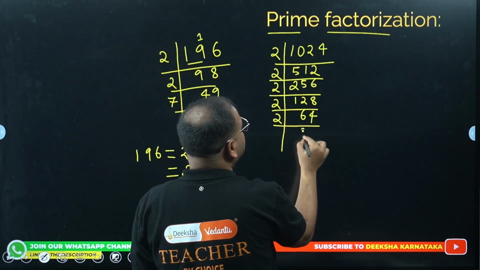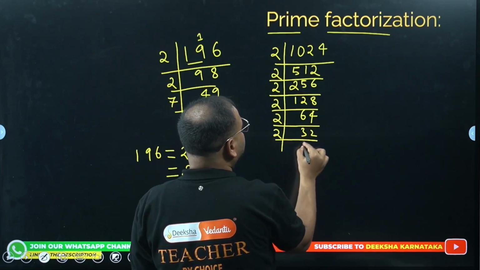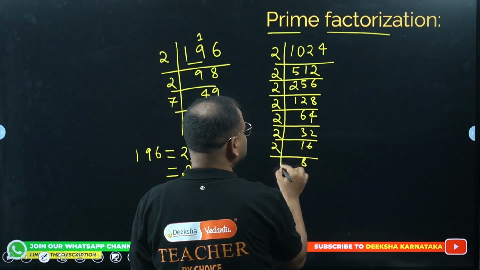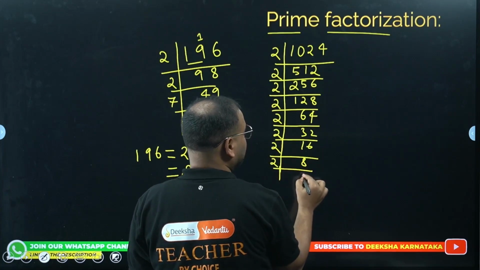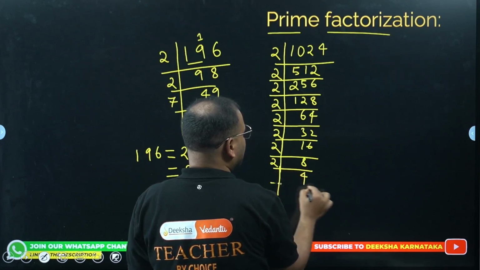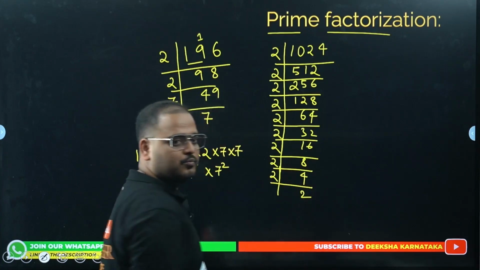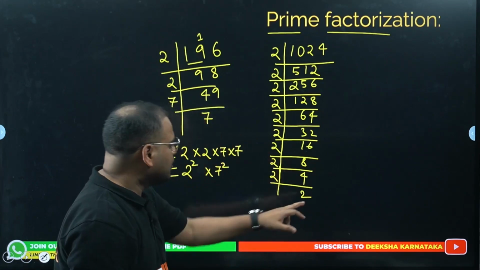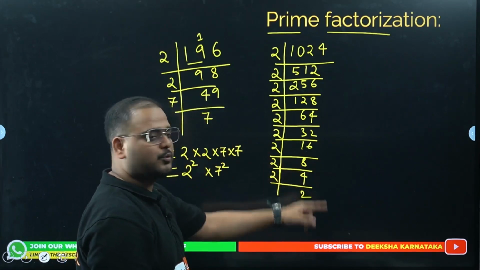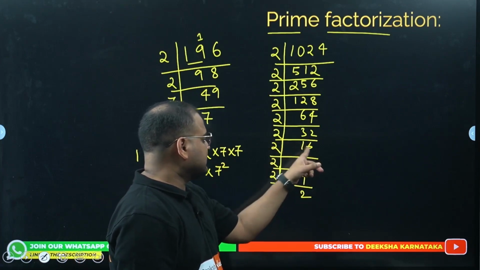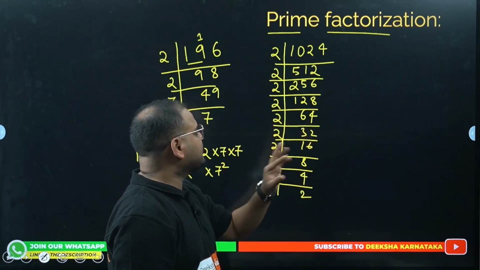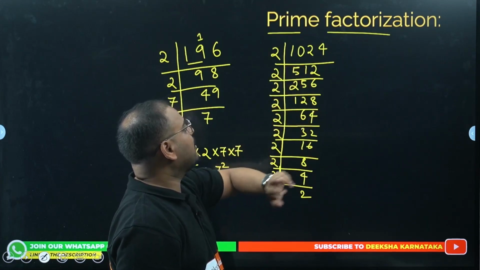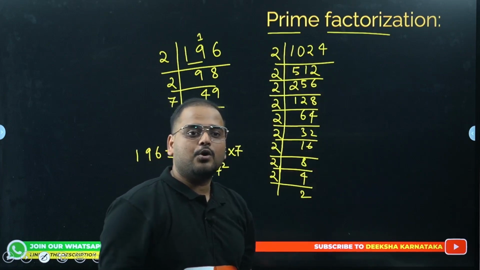2 times 32, 2 times 16, 2 times 8, 2 times 4, 2 times 2. Check it out. If you want to recollect, make sure that it is right. 2 times 2 is 4. 4 times 2 is 8. 8 times 2 is 16. 16 times 2 is 32. 32 times 2 is 64. Times 2 is 128. Times 2 is 256. Times 2 is 512. Times 2 is 1024.